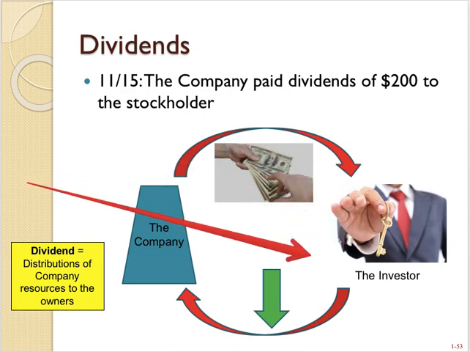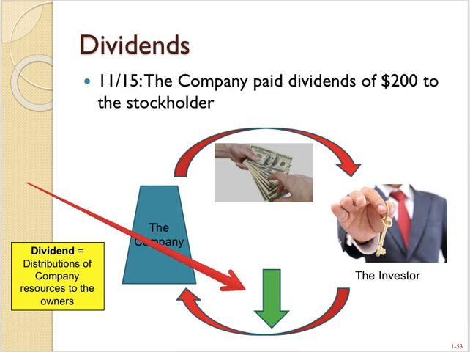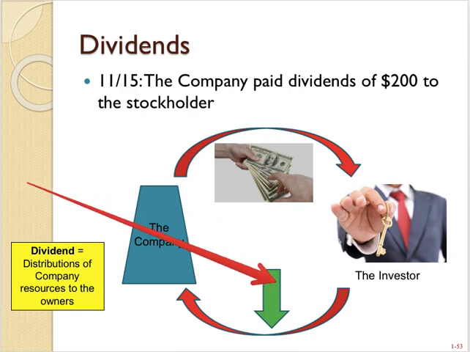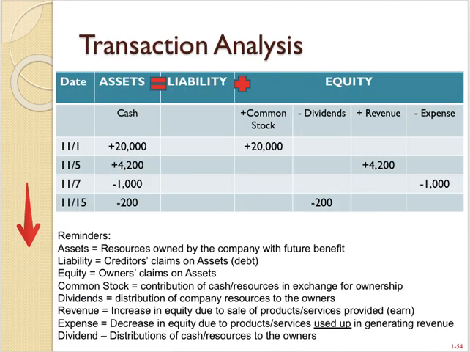And what ends up happening, though, is that the owners basically have to release their claim on the asset, right? The assets are no longer in the business. They've been given to the owners, so there is no asset there to claim. So the owners' claims on assets decrease. And we call that dividends, which by definition is distributions of company resources to the owners. So if you look at the actual transaction analysis, we see here the cash going down.